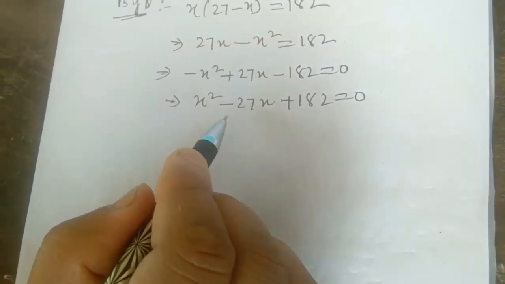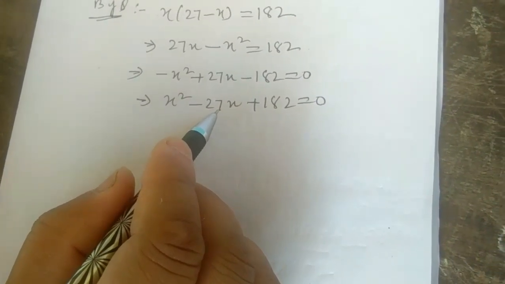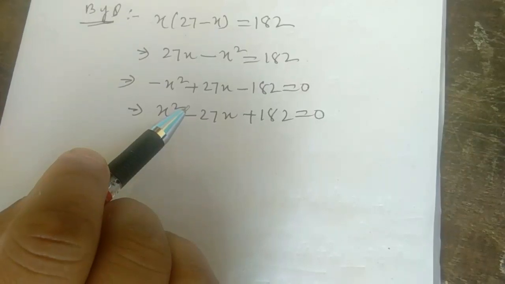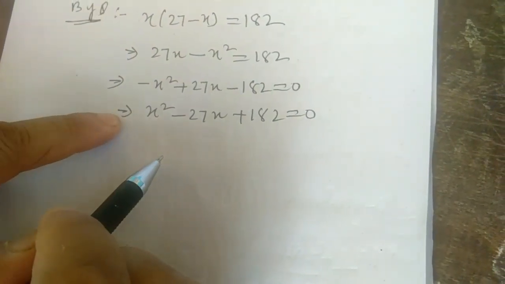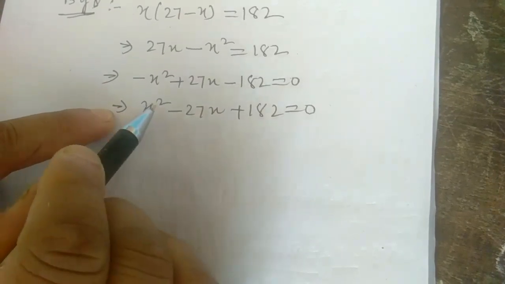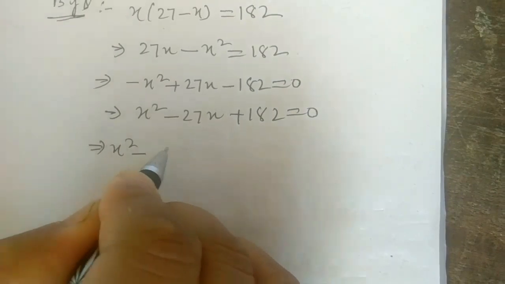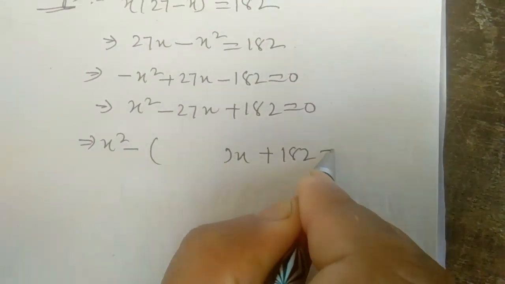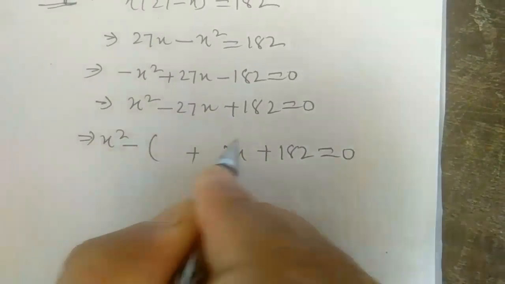Now it is up to you what method you apply. You can apply middle term factorization, or the formula of the quadratic equation, or completing the square, but always you apply the formula of the quadratic equation or middle term factorization. So let me do this by middle term factorization. Plus 182 equal to 0. Here is a plus sign, so you put a plus sign here.